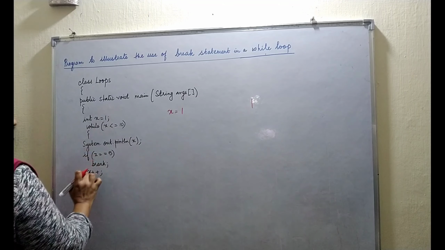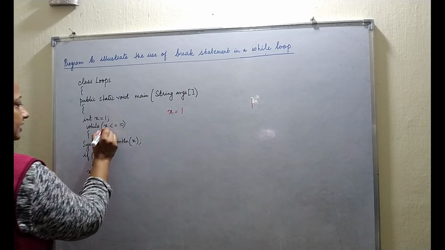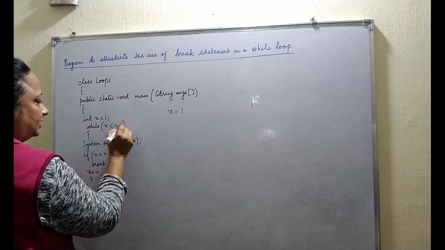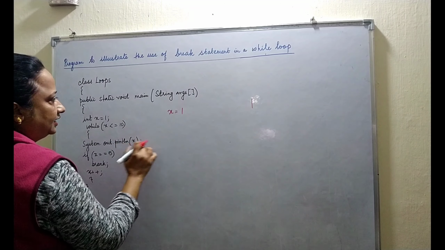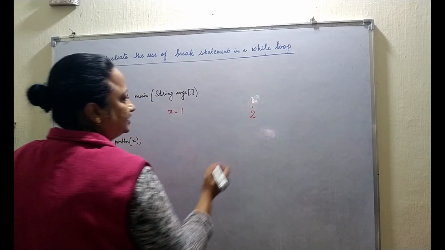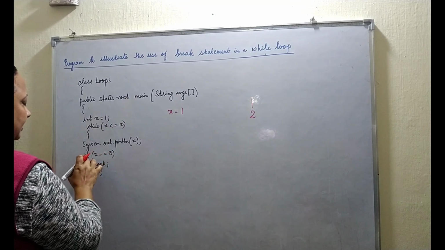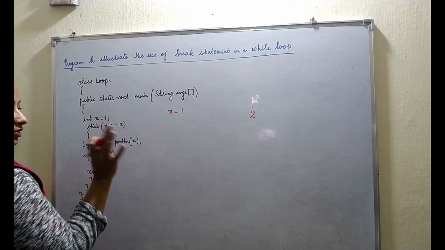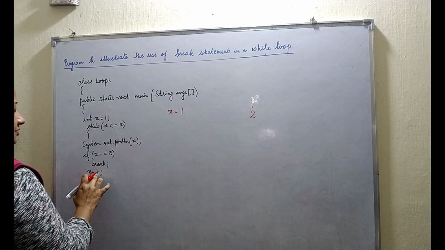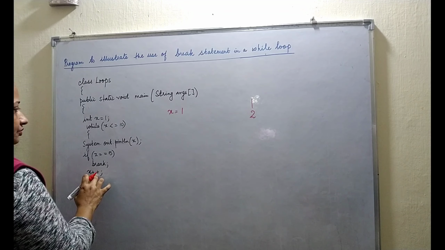Now again, after this what happens? 2 is less than or equal to 10. It is true. So System.out.println. So what is the value that is printed? 2. If x equals 5, 2 is not equal to 5. So break will not be encountered. x plus plus, the value of x will be 3.